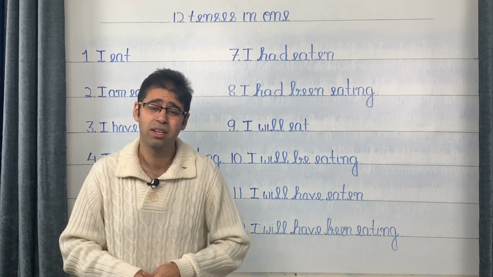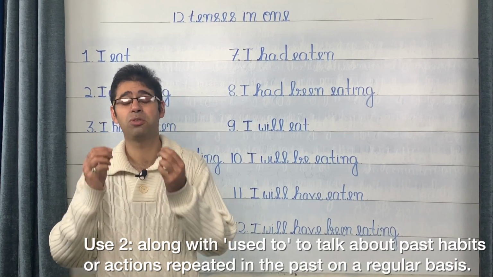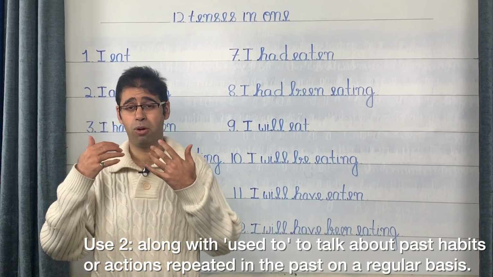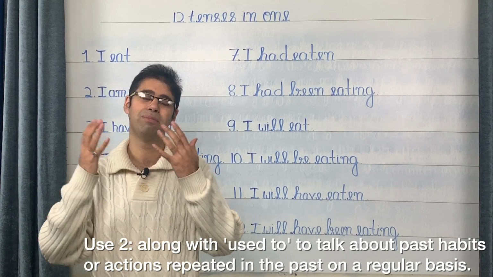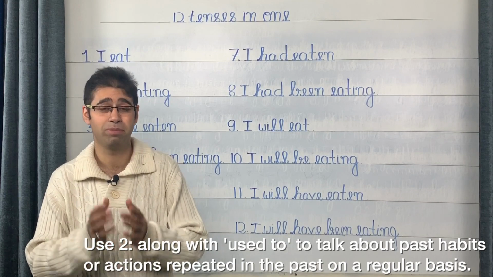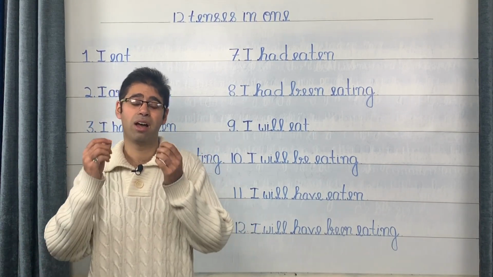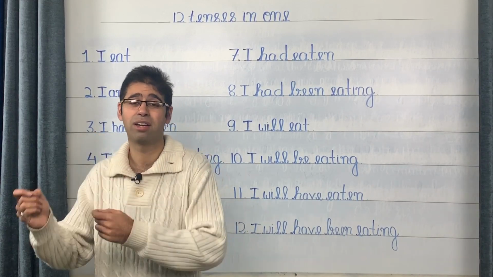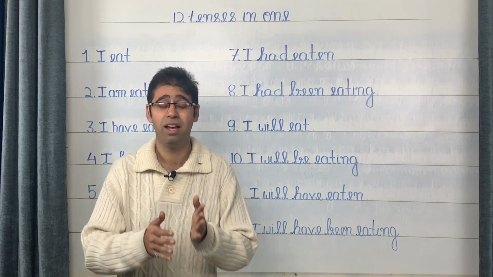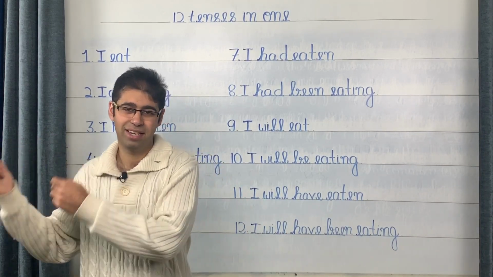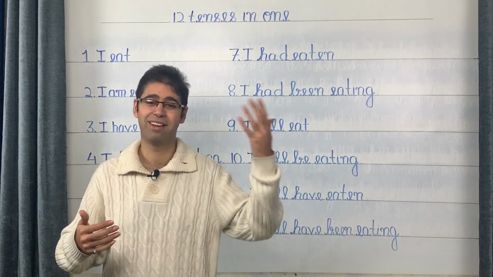Coming to the second use, you also use the simple past along with the expression used to talk about past habits or also actions that were repeated in the past on a regular basis. So let's talk about an example for the past habits with used to. You can have a sentence such as, when I was young, I used to run 5 miles every day. And that's to say that when I was young, I would run 5 miles daily. So that's a habit that somebody is telling which they used to follow in their younger days.